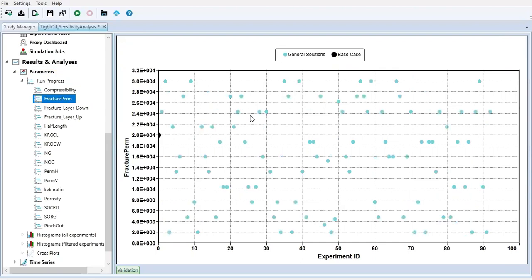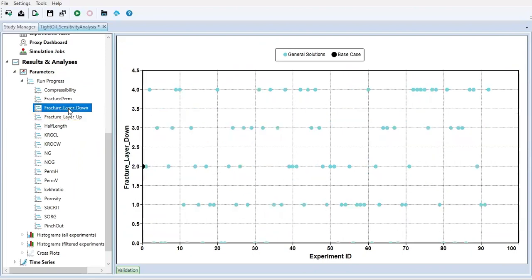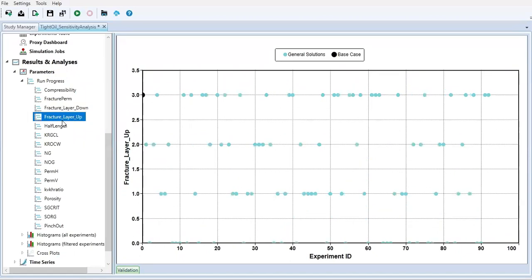All right, and also the fracture permeability. You can also check the values, by the way. The x-axis, the horizontal axis, is the experiment ID: experiment number 1, experiment number 2, all the way to experiment number 92. And for fracture permeability, this is a random selection. For fracture layer down and fracture layer up, you see we select a discrete number.